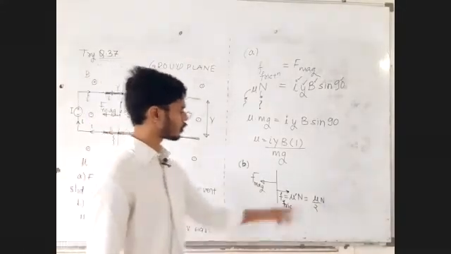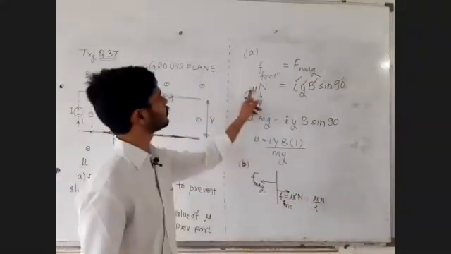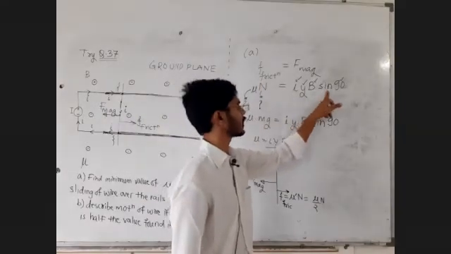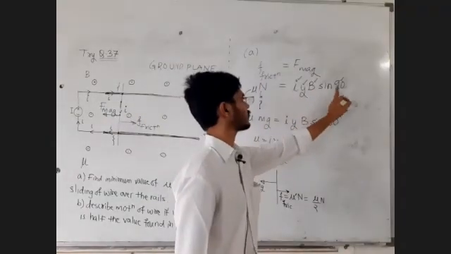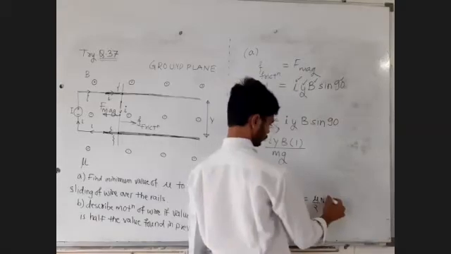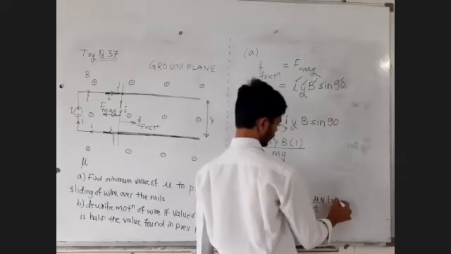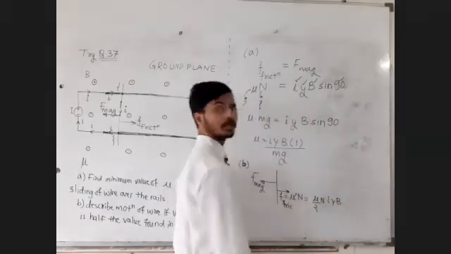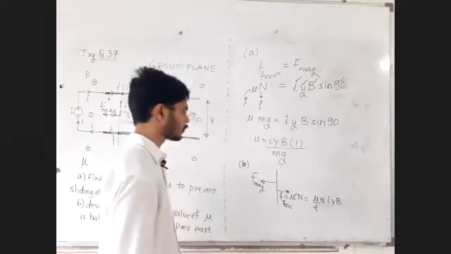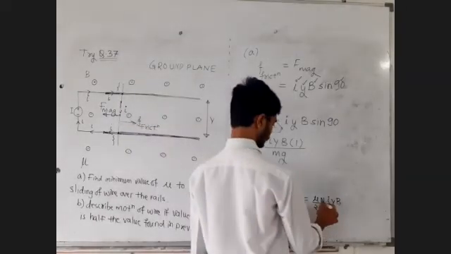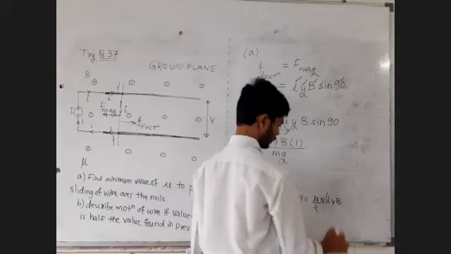But sir, we know what is mu into n. What is mu into n? Mu into n is IYB sin 90. No need to write sin 90. I made a mistake.